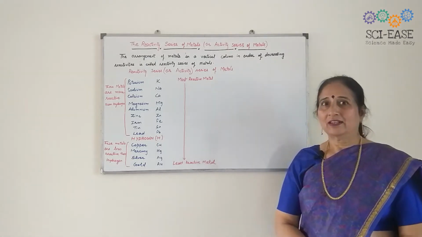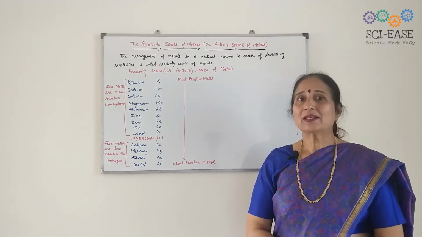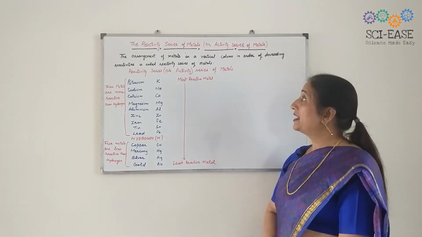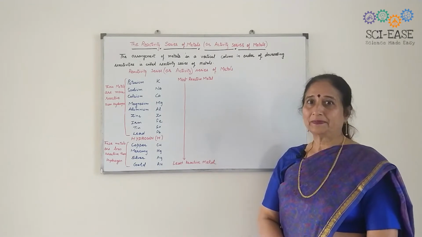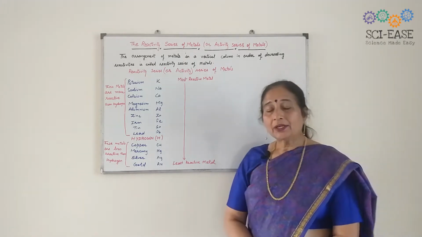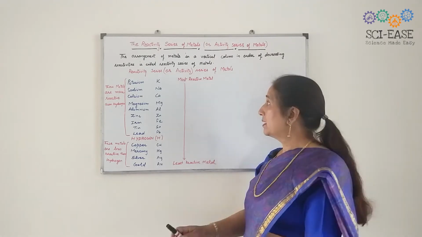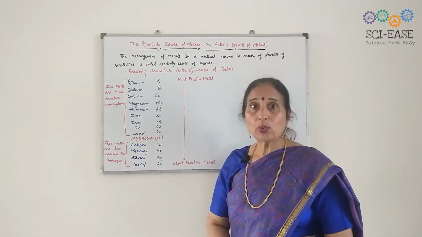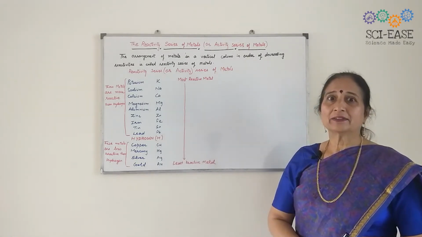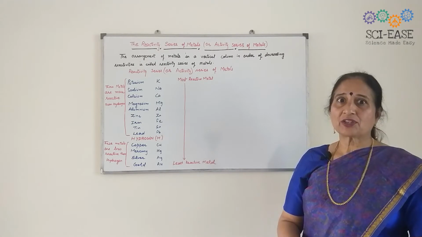Before explaining the fourth point, that is the difference between metals and non-metals, I want to tell you something about the reactivity series of metals, or you can say the activity series of metals. Some metals are very reactive. Potassium and sodium are so reactive that they catch fire in air, water, and react violently with acids also.